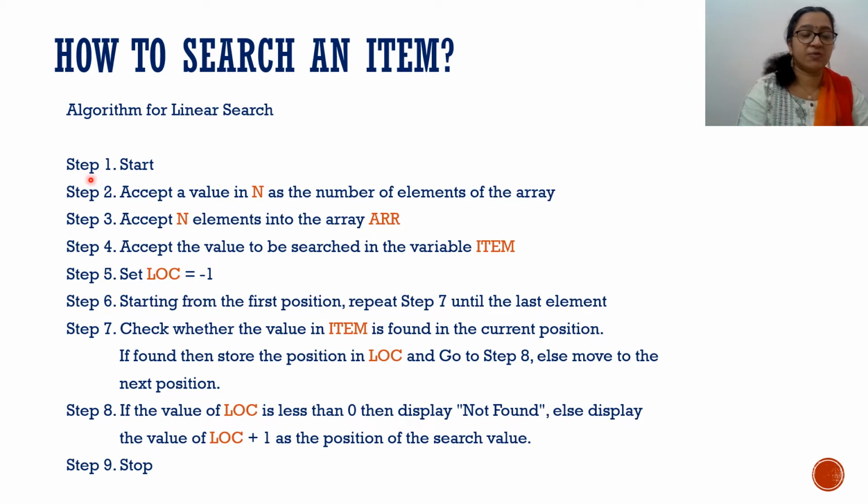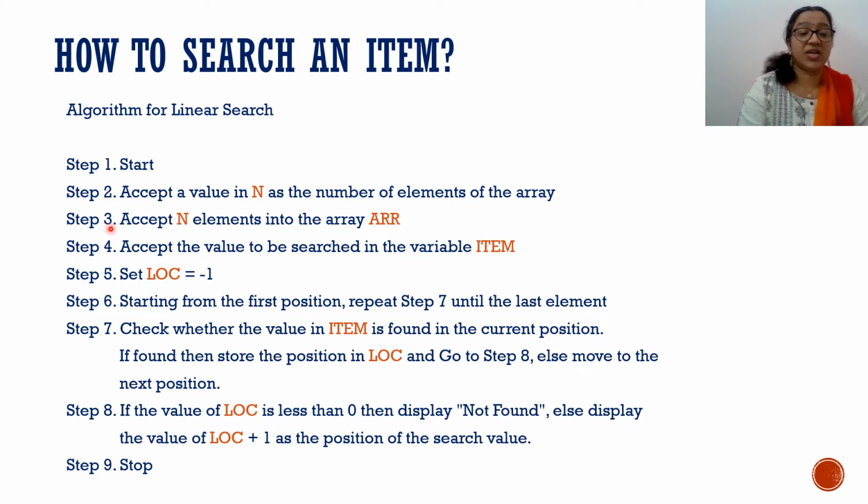Okay, see the first point. Step 1: start. Step 2: accept a value in n. Here n is a variable name. Accept a value in n as the number of elements of the array. The array we can declare with the maximum size, but how much do you need? That we can input in n. So here n decides the size of the array.